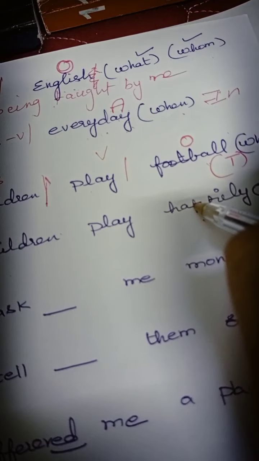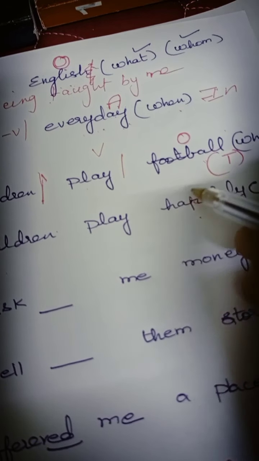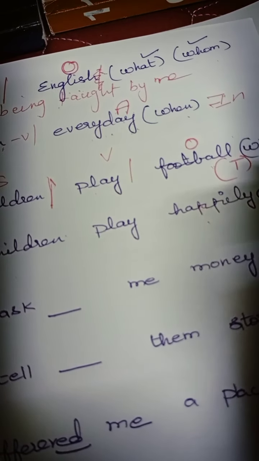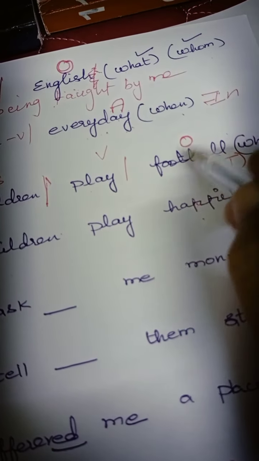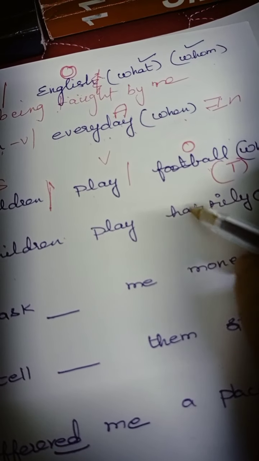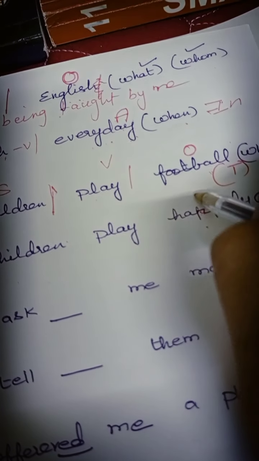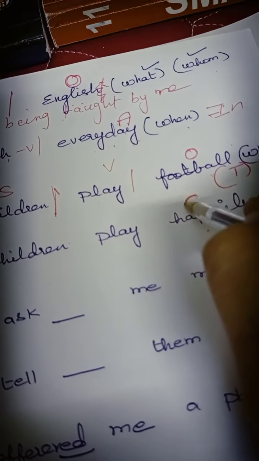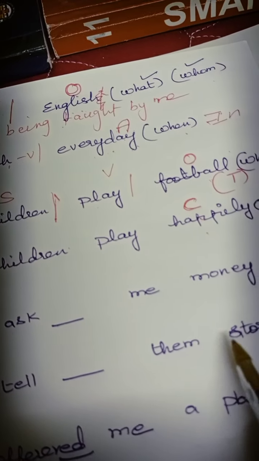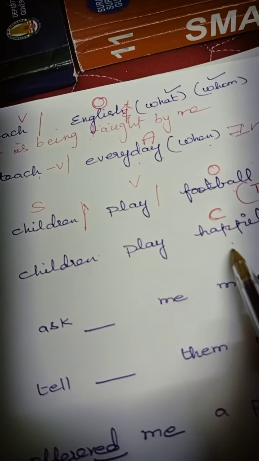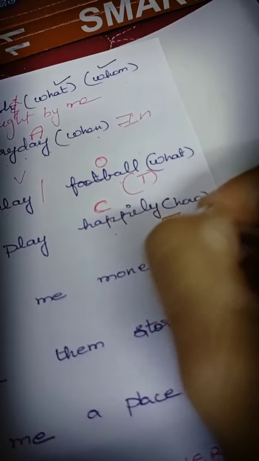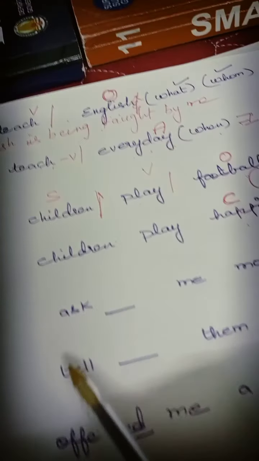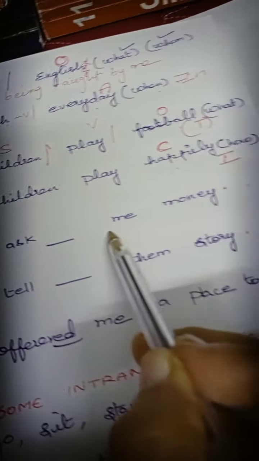What is "happily"? Adjunct, complement or object? It is not an object, right? A thing or a second noun becomes an object. "Happily" is a feeling, so it becomes a complement. Can I change this? "Happily, children play." Is there any meaning in that sentence, children? No. So this becomes intransitive. Got it?